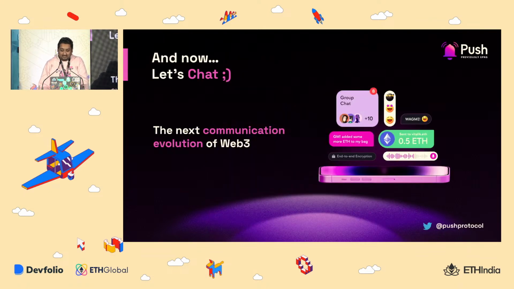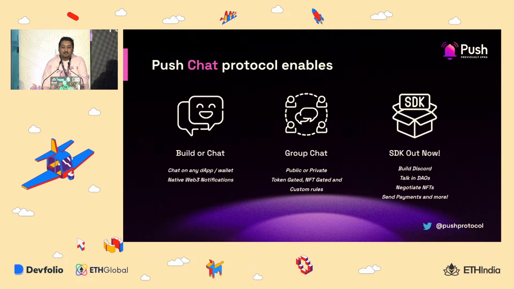I'll just briefly touch upon the next step in Push notifications, which is Push Chat. Basically, notifications enable re-engagement for your app, and chat enables socializing in your app, or in the worst case scenario, making sure that you have a support chat wherein the wallet address that's interacting with your protocol can have a direct line of connection in case something goes wrong. So Push Chat basically enables a lot of cool things.